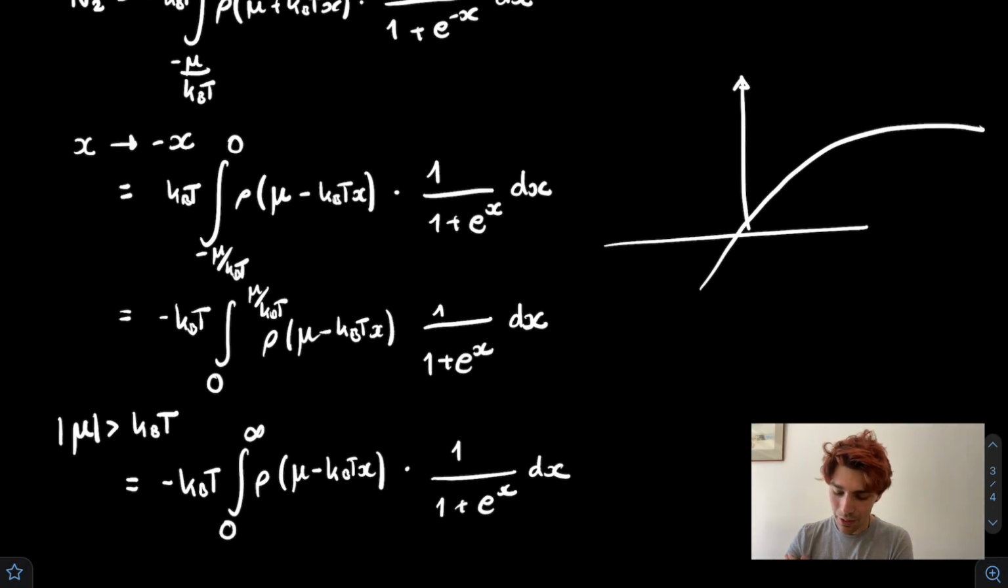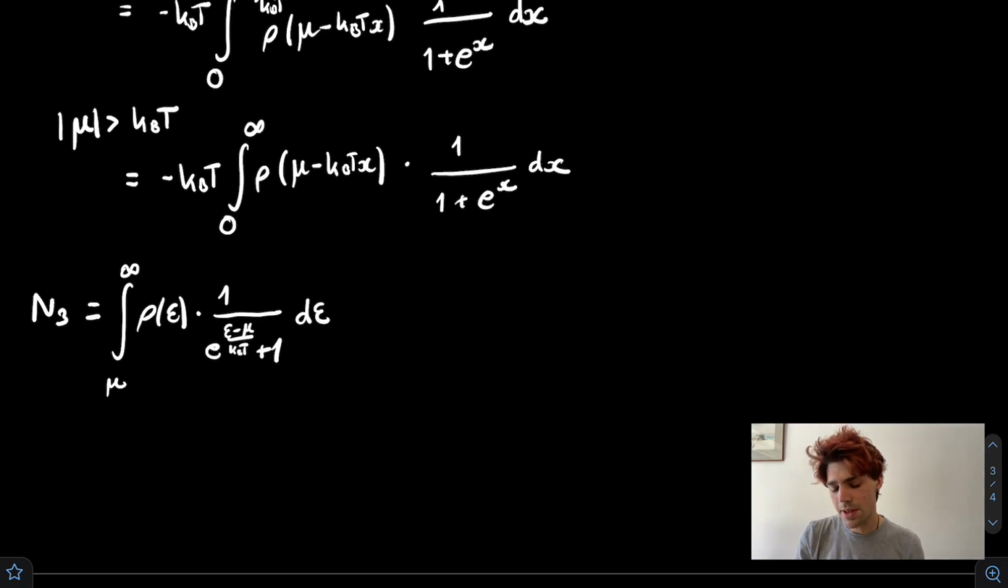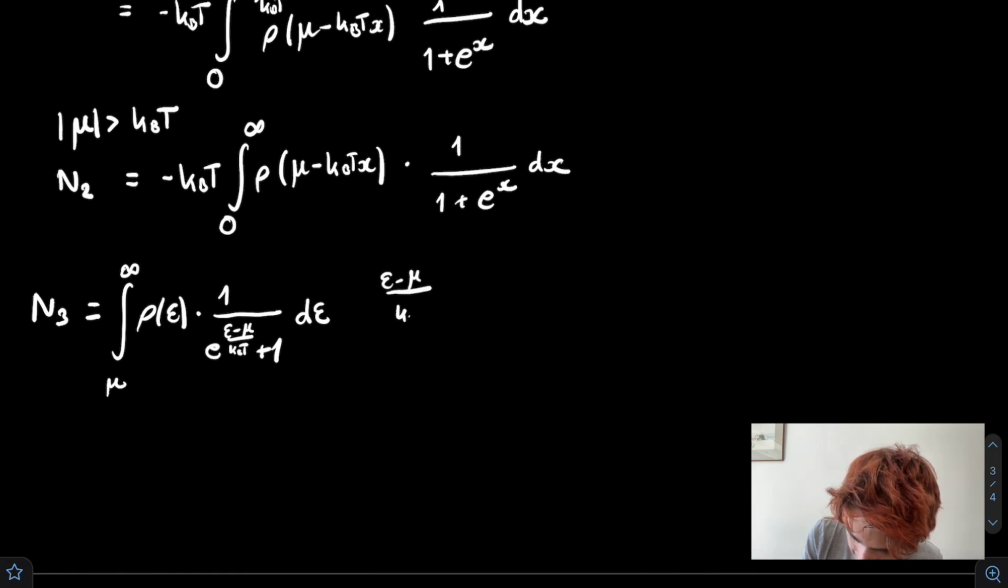So now this is looking a bit better. If we go back to our third term in this integral, we're not too far away, but we do have to do a little bit of work on this term right here. So we've done as much work as we can on n2, but for n3 we have to do a little bit more work just to get this in terms of x rather than in terms of epsilon. So again, we're going to make the same substitution, that epsilon minus mu over kBT is equal to x.